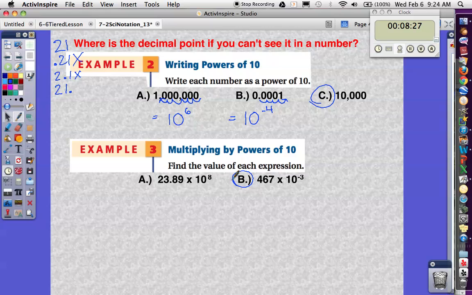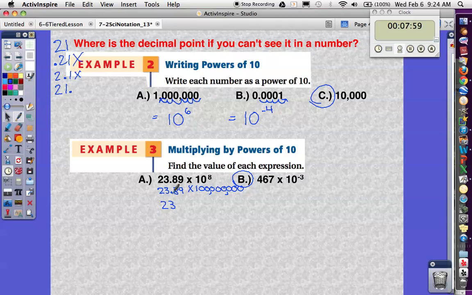If I want to actually find the value of the expression, you're just going to multiply it out, okay? Think about what this 10 to the 8th means. 10 to the 8th means 1 with 8 zeros after it. So we would have 100,000,000. If I were to actually multiply 23.89 times 100,000,000, what is that really the same as, or what is that going to do? All it's going to do, guys, is move your decimal.